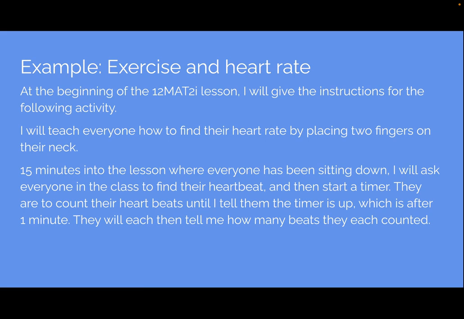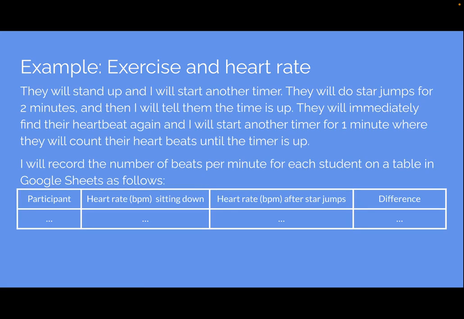15 minutes into the lesson, where everyone has been sitting down, I will ask everyone in the class to find their heartbeat and then start a timer. They are to count their heartbeats until I tell them the timer is up, which is after 1 minute. They will each then tell me how many beats they counted. They will stand up and I'll start another timer. They will do star jumps for 2 minutes and then I will tell them the time is up. They will immediately find their heartbeat again and I will start another timer for 1 minute where they will count their heartbeats until the timer is up.